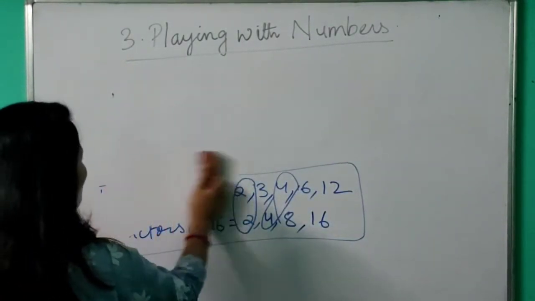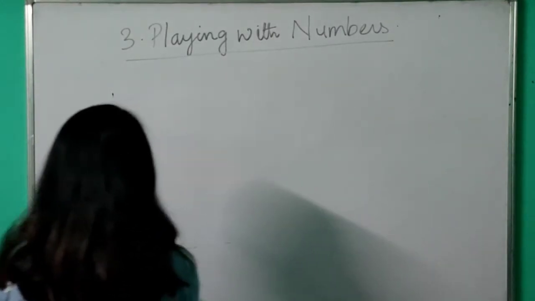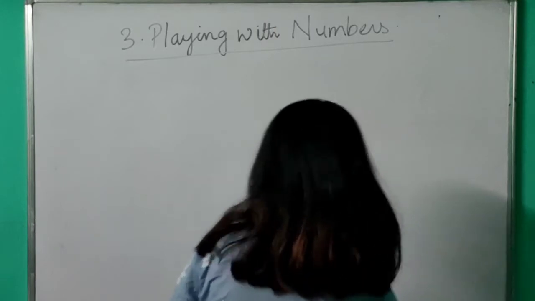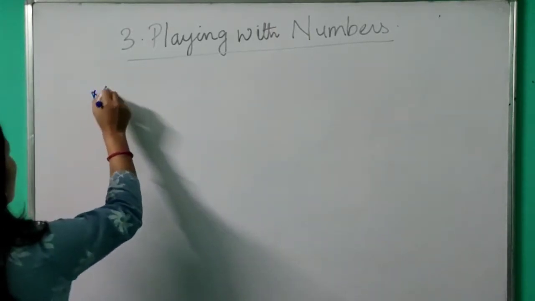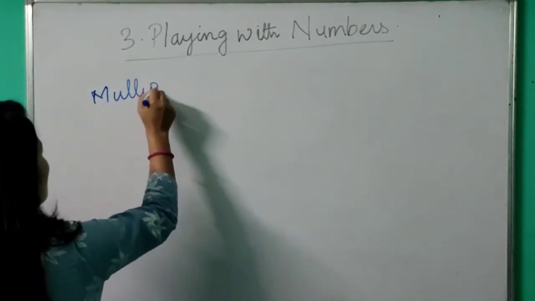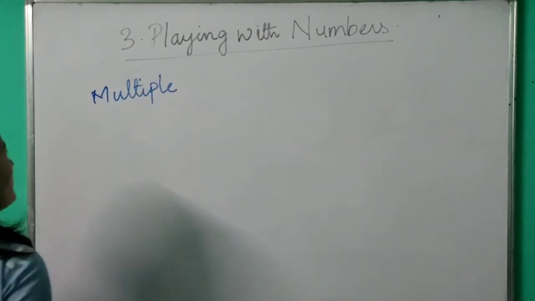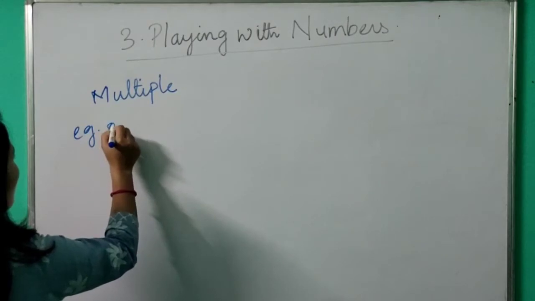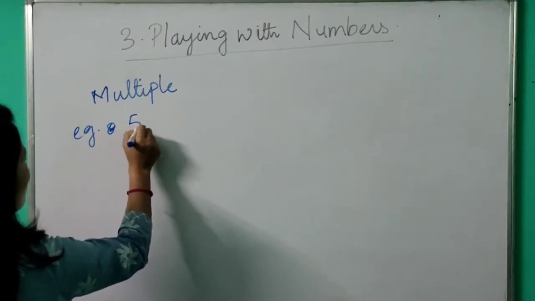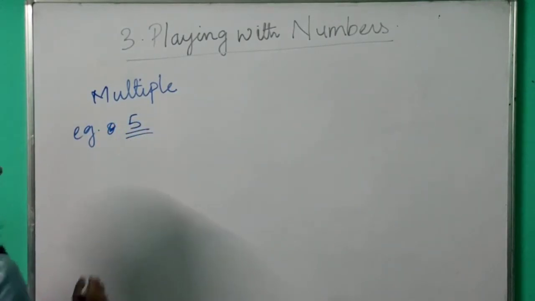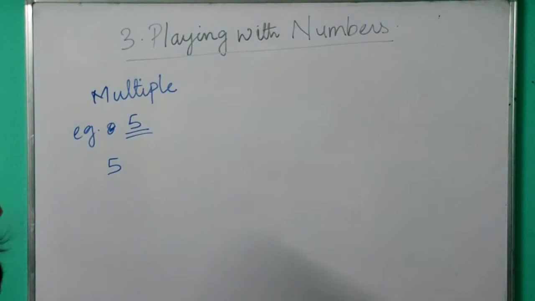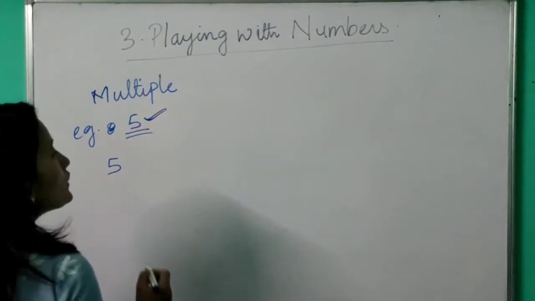Now let us go to another term called multiple. What do you mean by multiple and how do you get the multiple? Now if I ask you to find the multiple of 5, how do you find the multiple of 5? You start finding the multiple of 5 by multiplying that given number with the counting numbers.